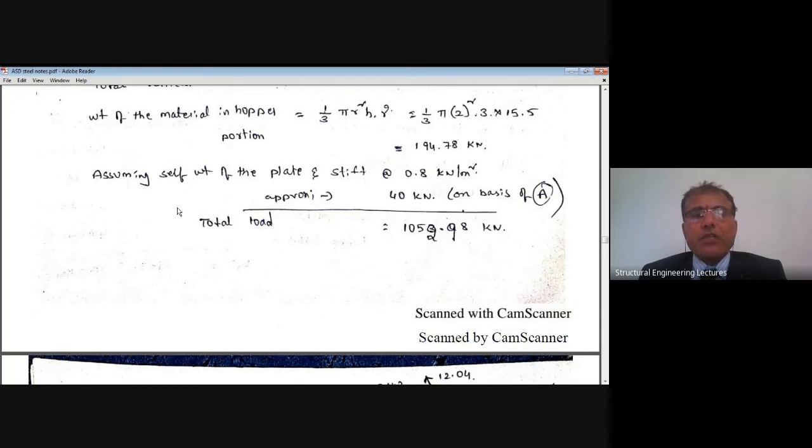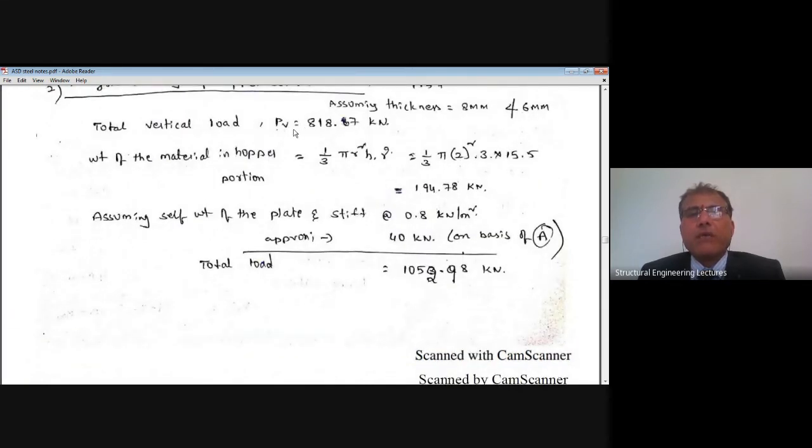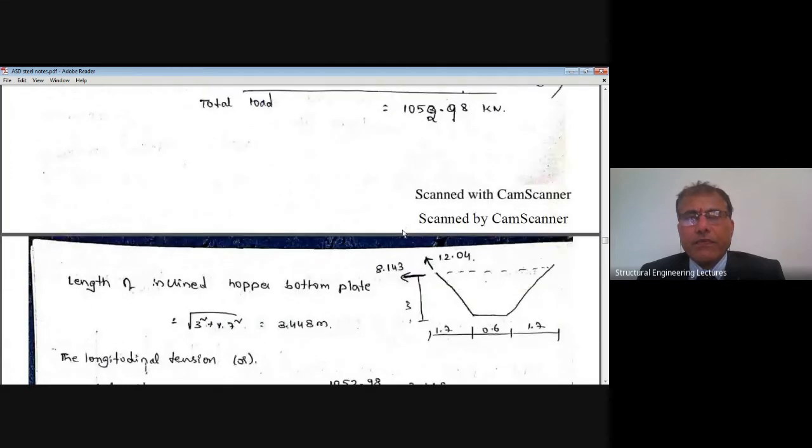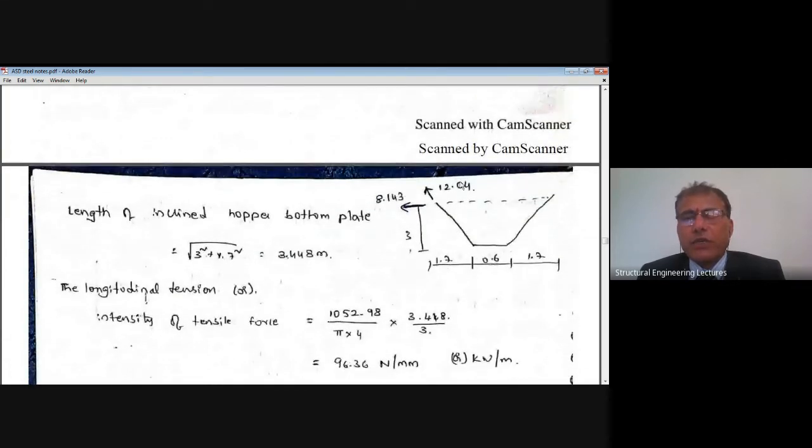And assuming the self weight of the plate and stiffeners as in the previous assumption, 0.8 kilonewton per meter square, I'll get the total inside surface area multiplied by this 0.8 kilonewton per meter square. Let us say it is approximately 40 kilonewton. And if I club all these, total vertical load plus material stored, 194.78 plus 818.67 plus 40, it now works out approximately 1053 kilonewton in this portion, right?